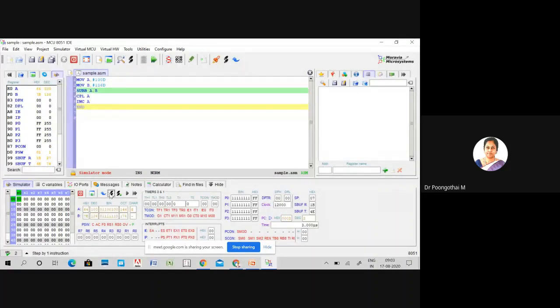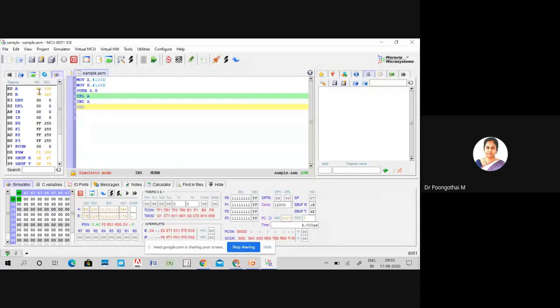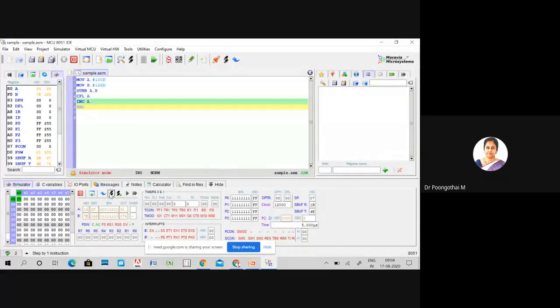Next step, 126 is loaded into B register. Now I am subtracting these two values. So what is the answer? I am getting E6. Okay, so the E6 is not in true form, that is in 2's complement form. So I am complementing accumulator 90.